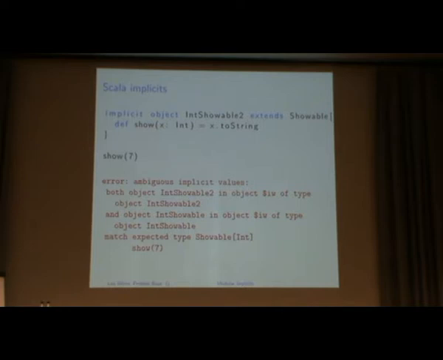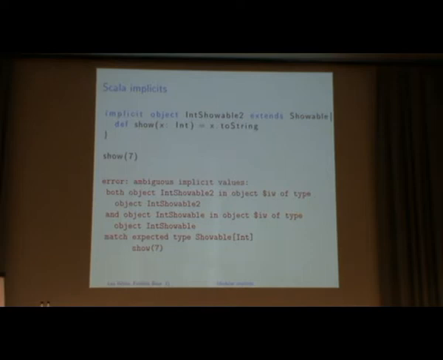It's important to note that implicits don't have this coherence property. Here you can define two objects, mark them both as implicit, even though they have the same type. So here we've defined another way of having IntShowable, another way to show ints, and there's no error on the definition of that. However, if you try to use show on an integer after that, you'll get an error saying that it's ambiguous. It's looked up, it's seen two Showable Int objects, IntShowable and IntShowable2, and it doesn't know which one to choose, so you get this error message.